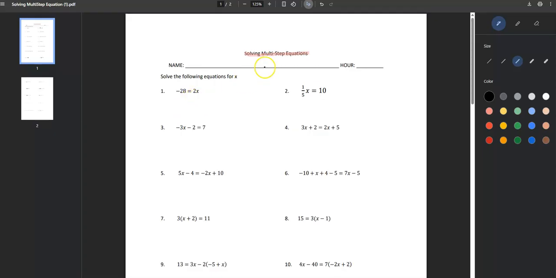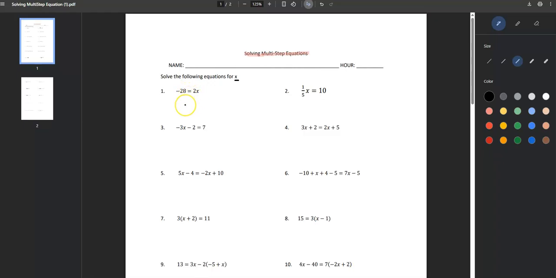When we go to solving, we're just trying to get the unknown variable, or x, by itself. X is some value or some number that we're trying to figure out, that'll make both sides of the equation correct. So, for example, I've got negative 28 equals 2x. 2 times what will give me negative 28?